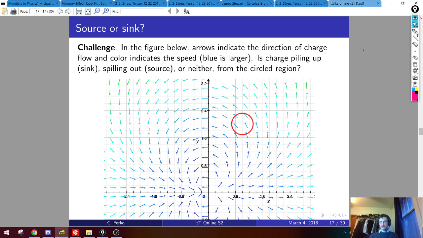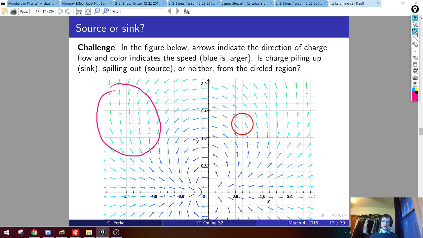Okay, so now a question for you to test this idea of divergence. In this picture below, notice all of the arrows are the same length. So rather than using the length of the arrow to tell you the speed of charges near a point, we use the color of the arrows. In this picture, blue means that the charges are moving very fast near that region, and green means that they're moving less fast.